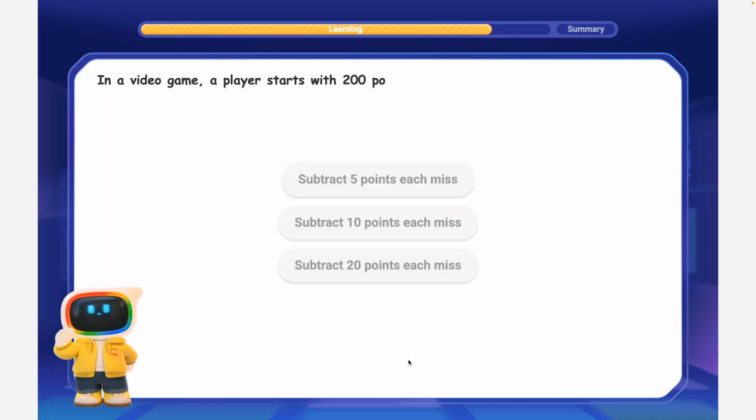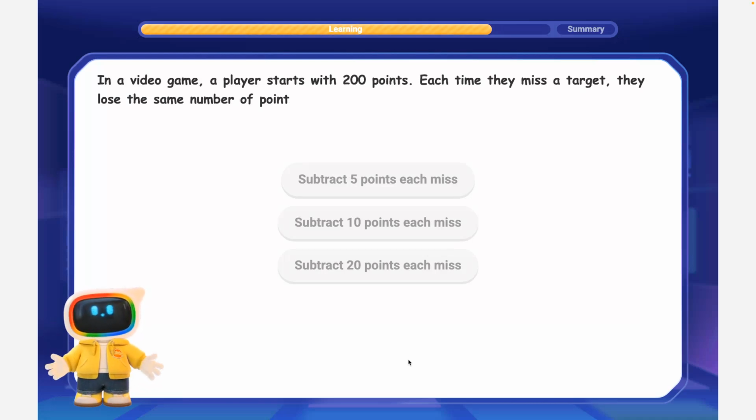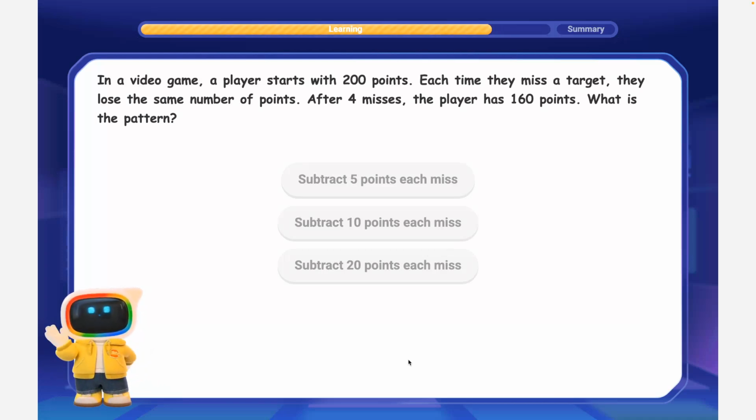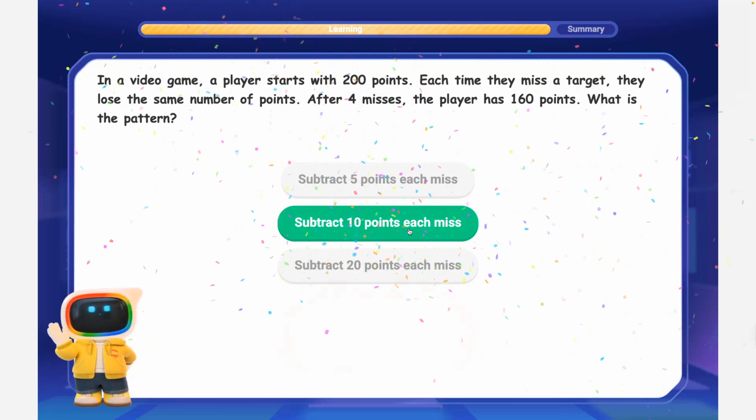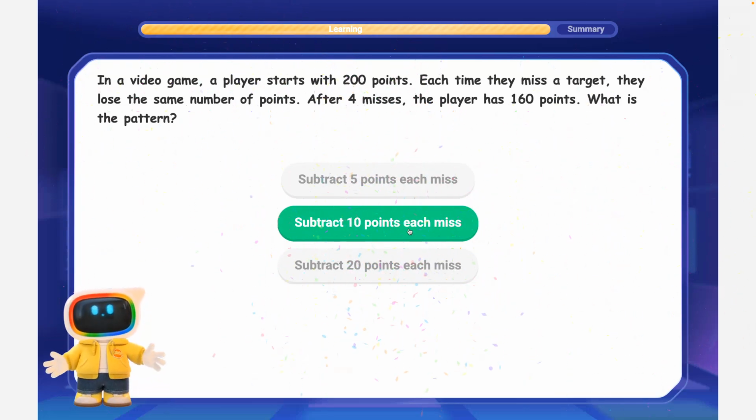In a video game, a player starts with 200 points. Each time they miss a target, they lose the same number of points. After 4 misses, the player has 160 points. What is the pattern? Excellent detective work! If the player started with 200 points and has 160 points after 4 misses, they must lose 10 points each miss.